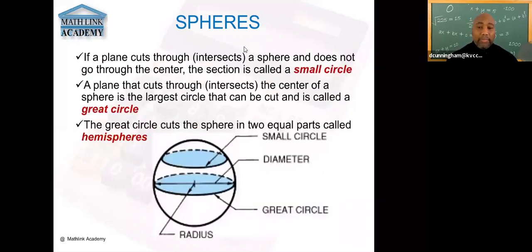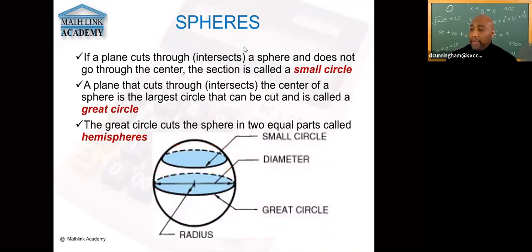So let's look at this picture and look at some of the things I'm going to describe about this picture. If a plane cuts through the intersecting of a sphere, and it does not go through the center, it's called a small circle. And this here is a small circle, this part here. That's the small circle.